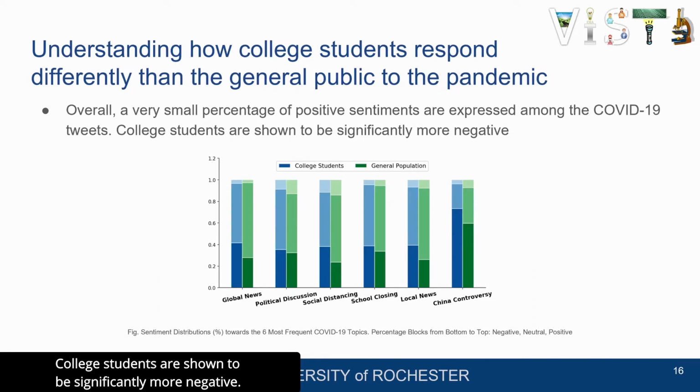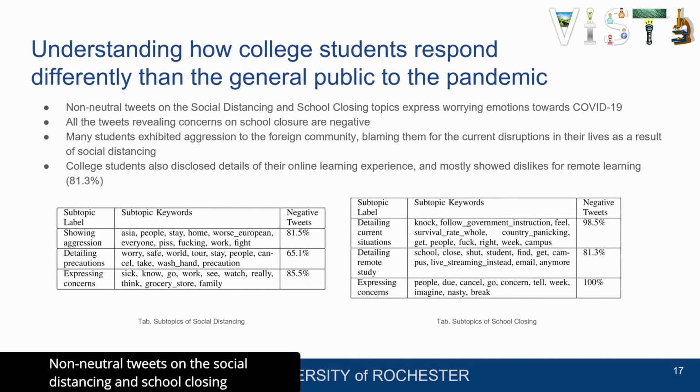College students are shown to be significantly more negative. Non-neutral tweets on the social distancing and school closing topics express worrying emotions towards COVID-19. All the tweets revealing concerns on school closure are negative. Many students exhibited aggression to the foreign community, blaming them for the current disruptions in their life as a result of social distancing.